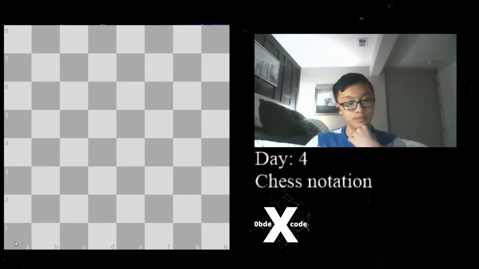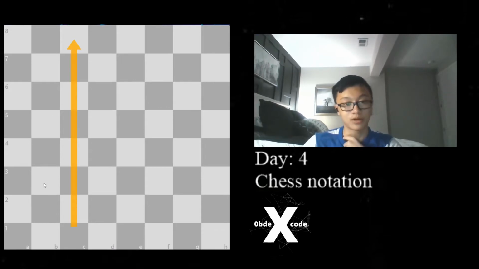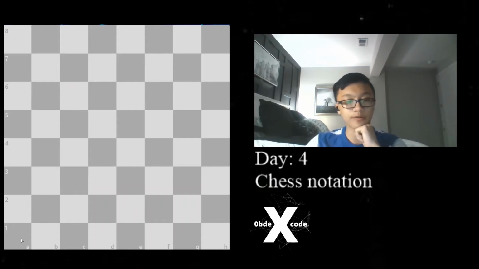So if we go up and down, this would be called files. And if we go horizontally, this would be called ranks. So remember that files are up and down vertically, and ranks are left to right horizontally. So let's talk about files first.